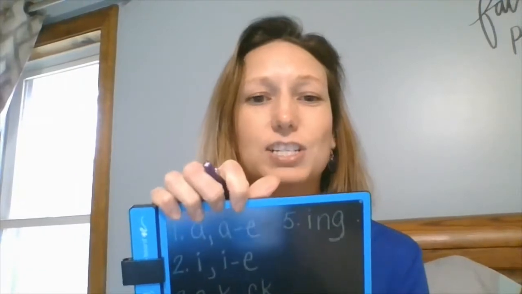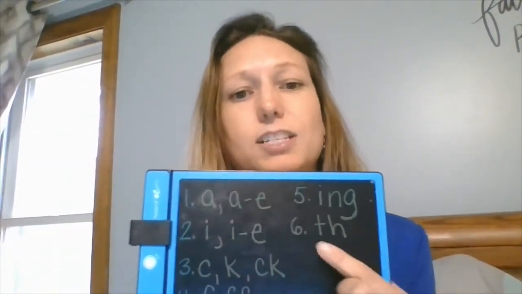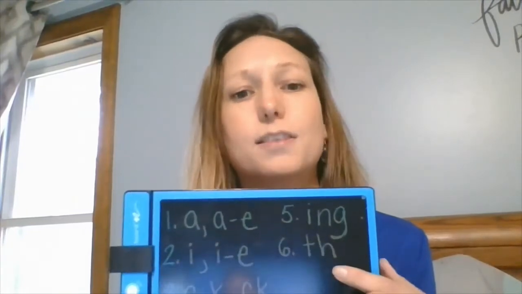Number 5, 1 way to write ing. How did you write ing? I-N-G, says ing. Number 6, 1 way to write th. And what's our digraph? TH. TH says th.